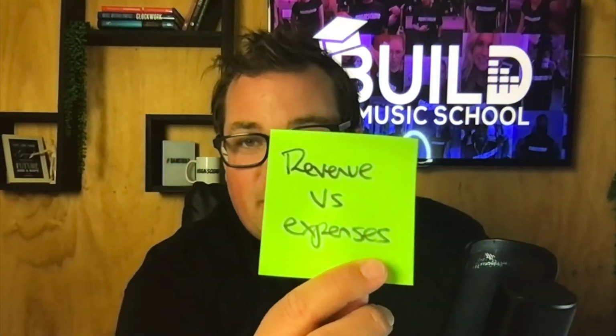Revenue versus expenses. Just a simple calculation of all the revenue that's come in. Obviously, we want to be tracking that. We want to know what that's come from. So we want to know how much has come in from individual lessons, group lessons, maybe selling merchandise, books, events, online lessons, however you want to split things up. You want to know how that's split up, what percentage is from each.